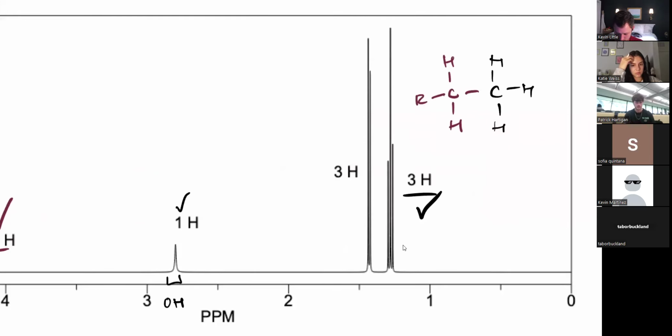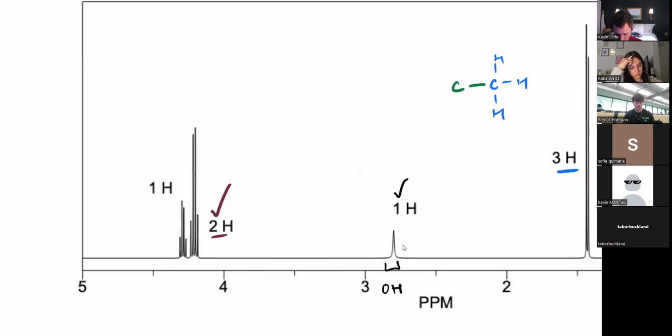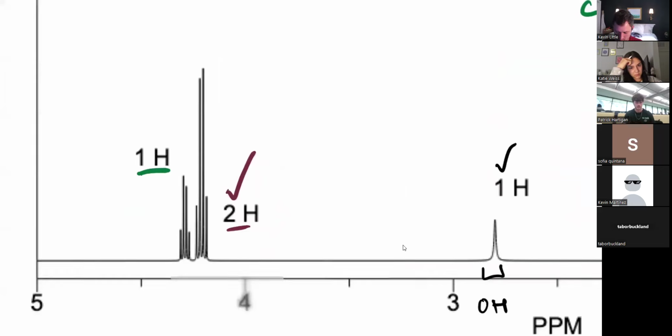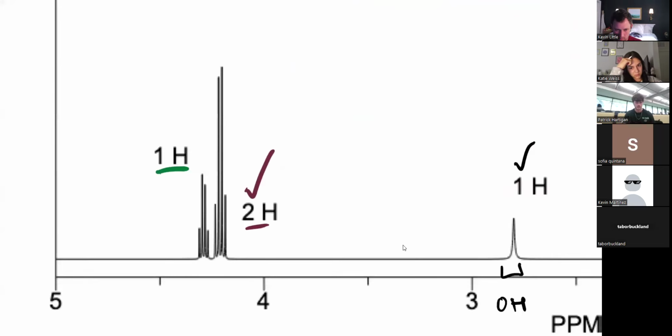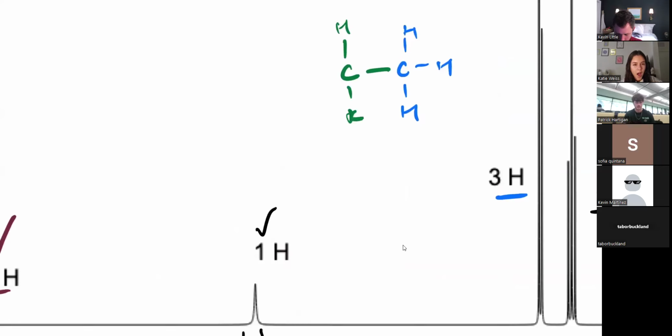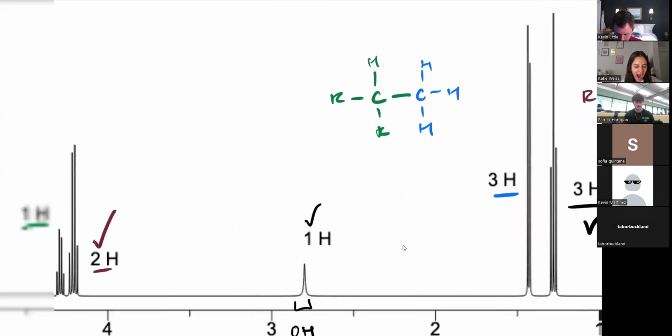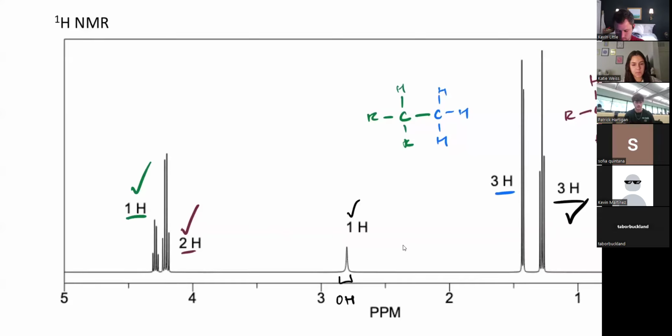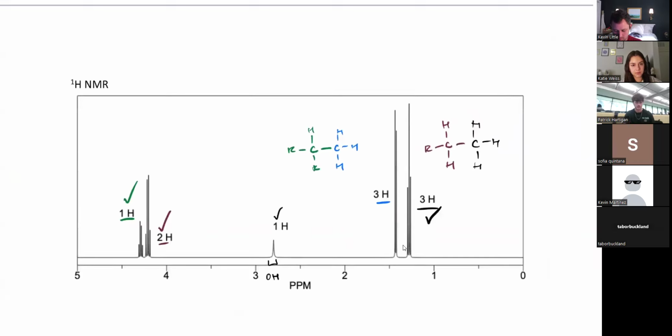I'll do this one in blue. CH, this is my blue one, and it has 1 neighbor. And that 1 neighbor has to be this one, right? That's the only thing that integrates to 1. It has 1, 2, 3 neighbors. So that's checked off too, and there's 2 things that have no protons on them. So check, check.